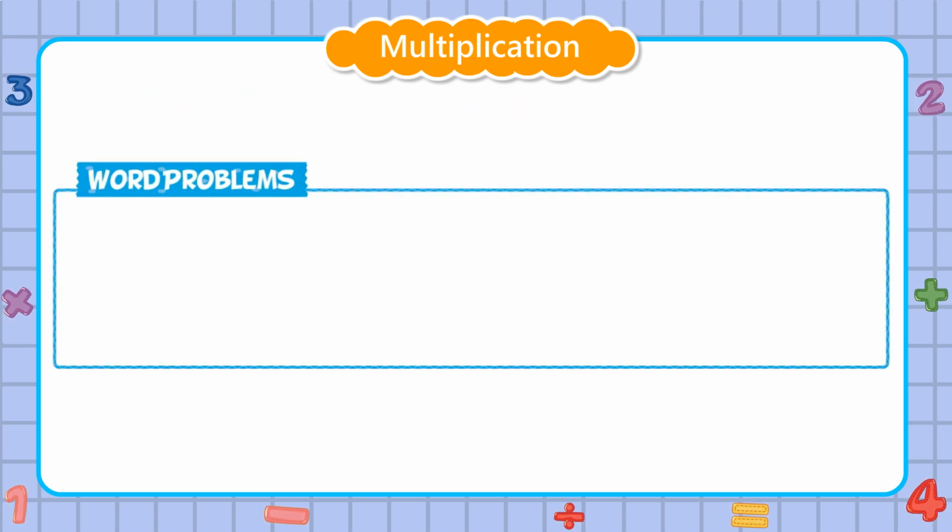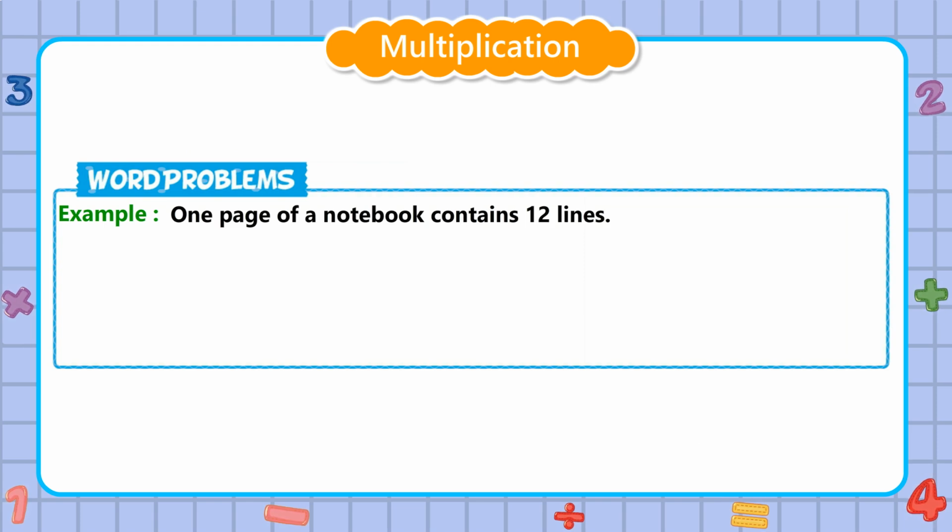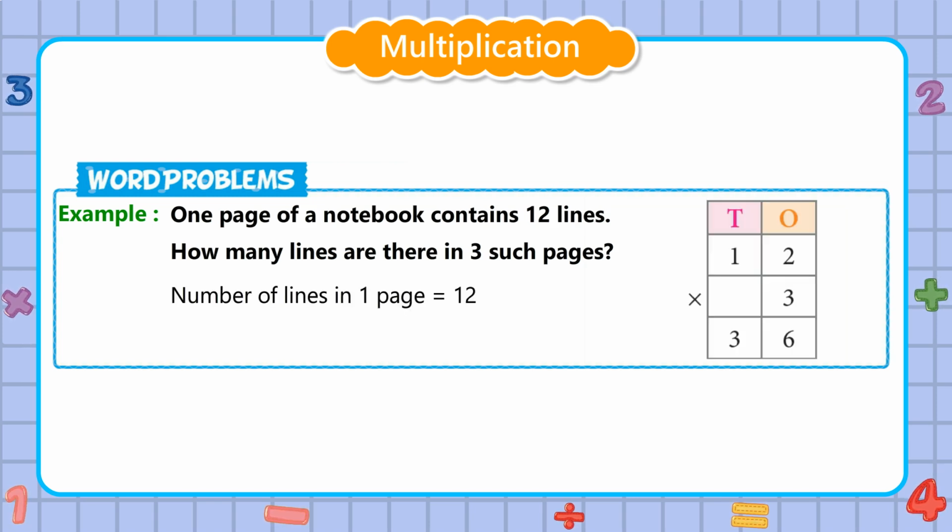Word problems. Example. One page of a notebook contains 12 lines. How many lines are there in 3 such pages? Number of lines in one page is equal to 12. Number of lines in 3 pages is equal to 12 multiplied by 3 is equal to 36.